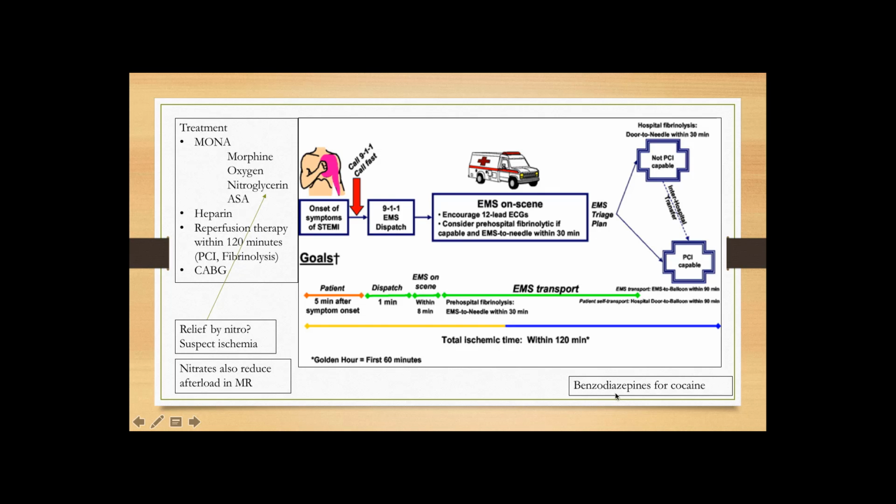And then the last thing is benzodiazepines. Typically we do not use them, we do not like them, we don't want to give them to our patients. But if a patient has already used cocaine, then what more harm will a benzodiazepine do? This will basically just relax the patient and will give some pain relief if they have cocaine induced myocardial ischemia. So we can definitely use some benzodiazepines temporarily.